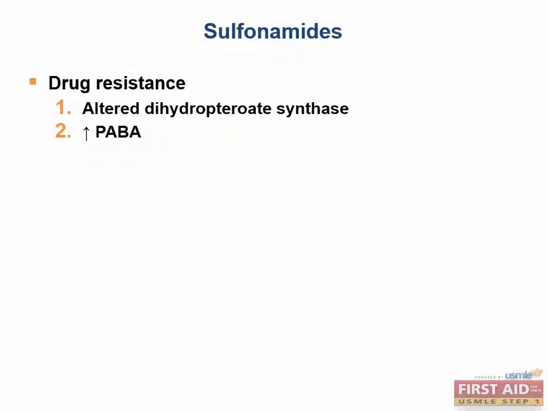There are two important ways that bacteria develop resistance to sulfonamides. The first way is by altering dihydropteroate synthase, or the enzyme that is inhibited by the sulfonamides. Another way is the bacteria can increase the synthesis of PABA, one of the substrates used by the enzyme dihydropteroate synthase in the synthesis of folic acid. Now, why would increasing PABA synthesis, or increasing the concentration of PABA, make the drug ineffective?